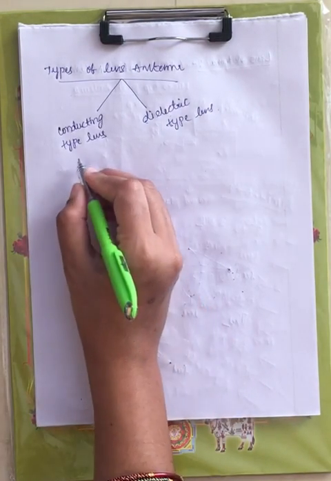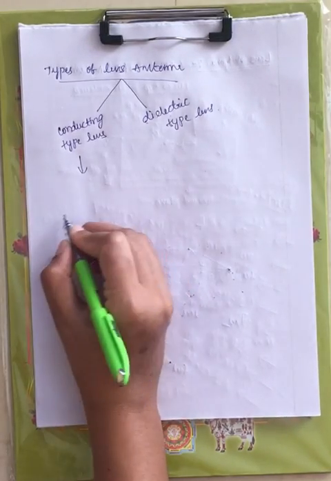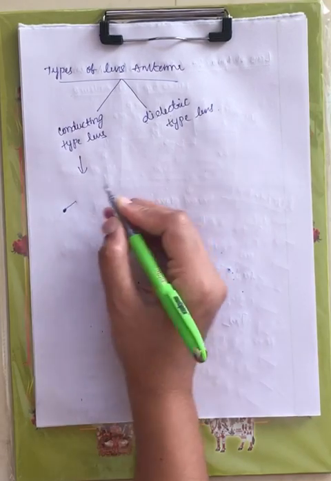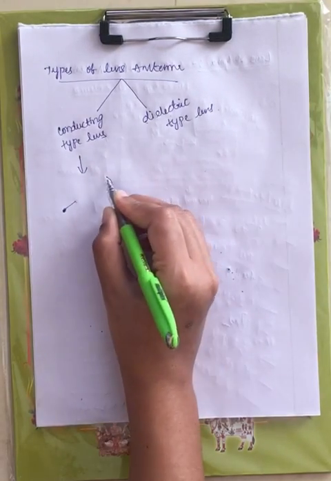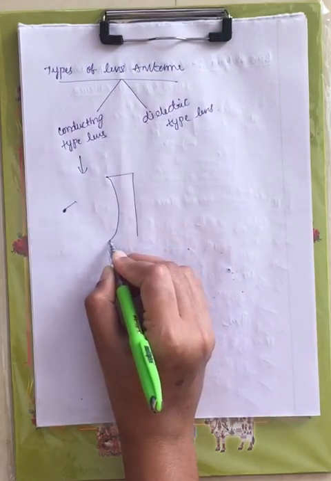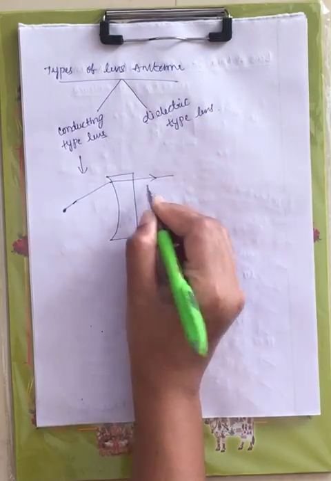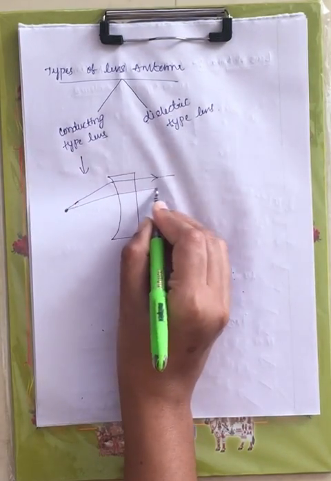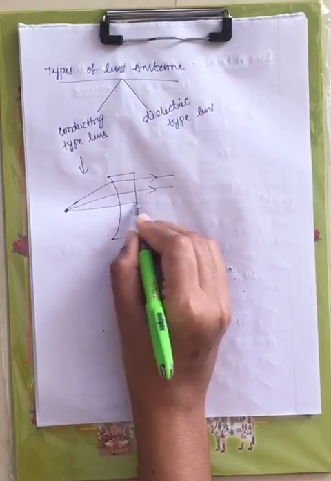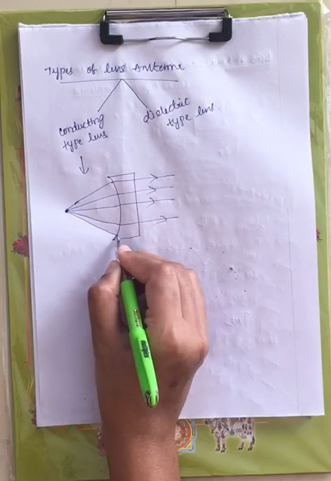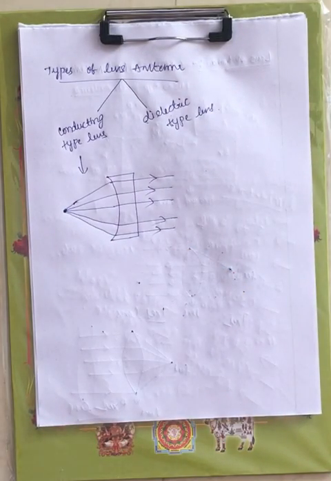Now let me draw its structure. First let me draw the conducting lens. Now this is your feed. Now spherical is getting converted to planar. Same thing. Now this is at your transmitter side, right? At the receiver it is opposite, right? Now this is about the conducting lens, right?